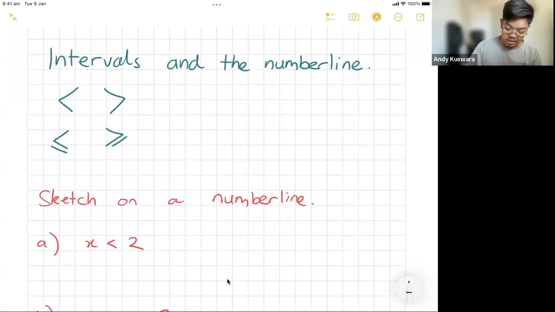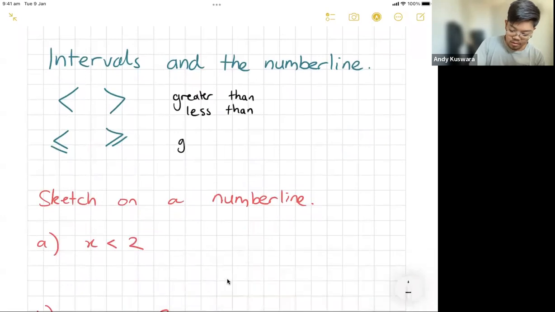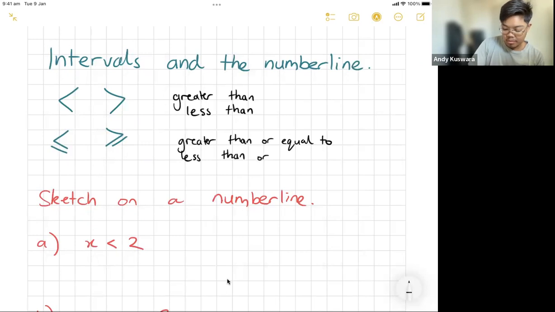All right, intervals and the number line. Okay, a couple things here. So this is greater than or less than. And then these ones are greater than or equal to, less than or equal to.